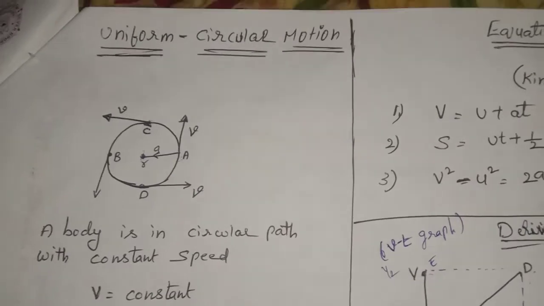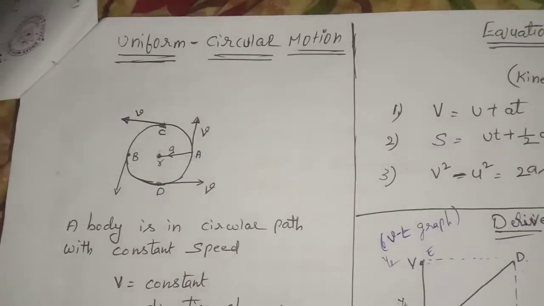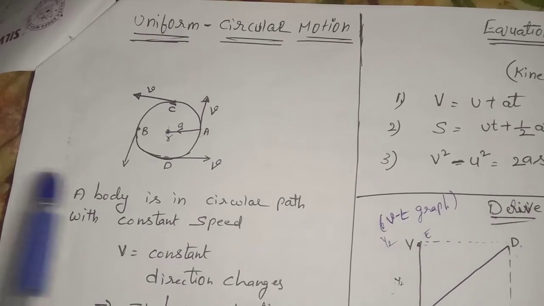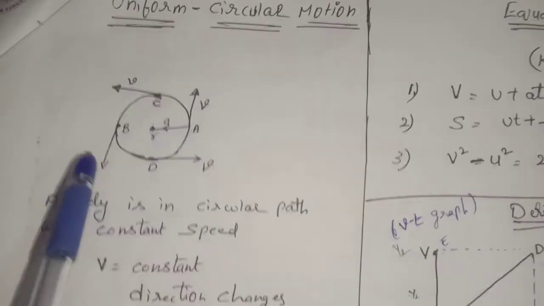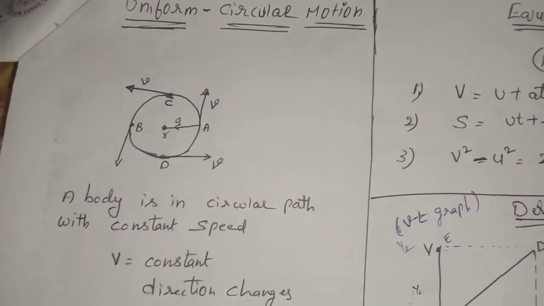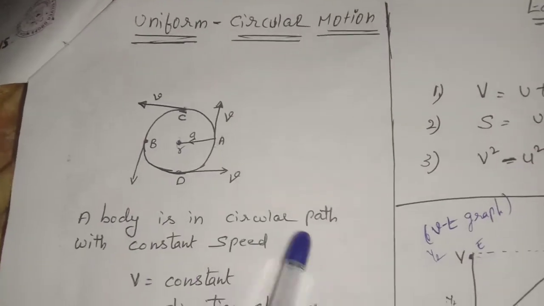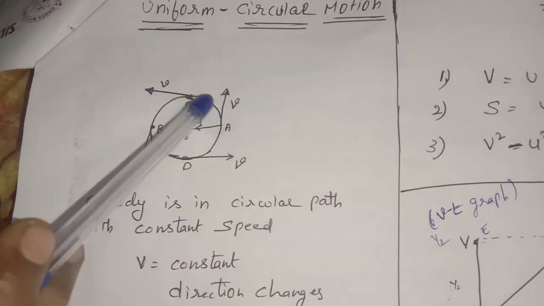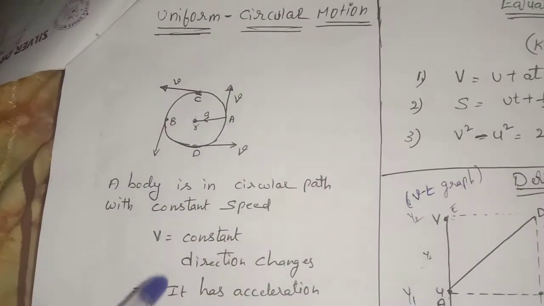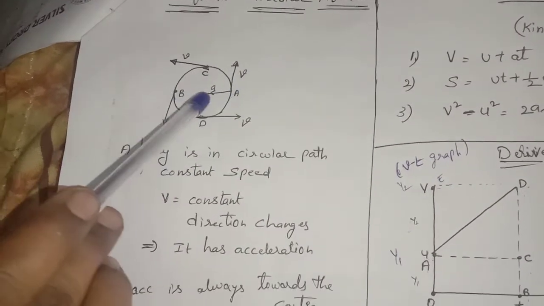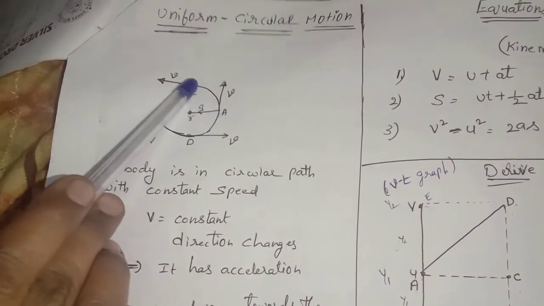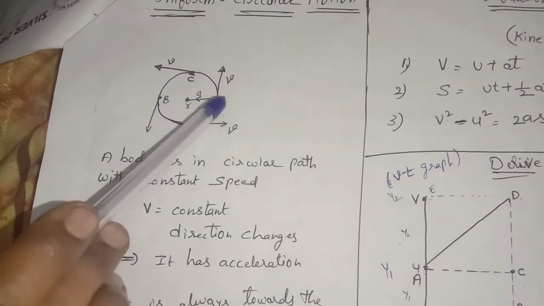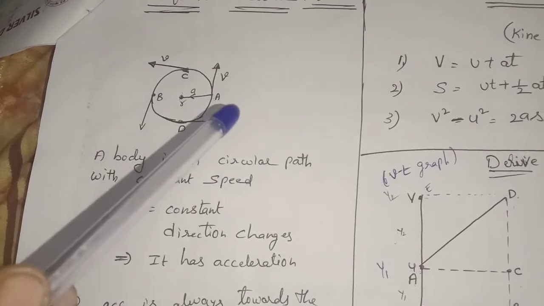Next is uniform circular motion. In the same way as we represented that one, circular motion also we have to represent. If a person is moving in a circular way, how do we see the motion? A body moves in a circular path with constant speed. When the speed is the same, only the direction changes. Wherever he is moving, from point A to C, C to B, B to D, whatever the point, the speed will be the same.